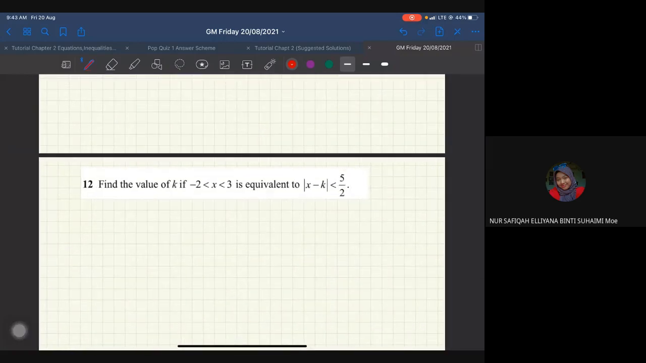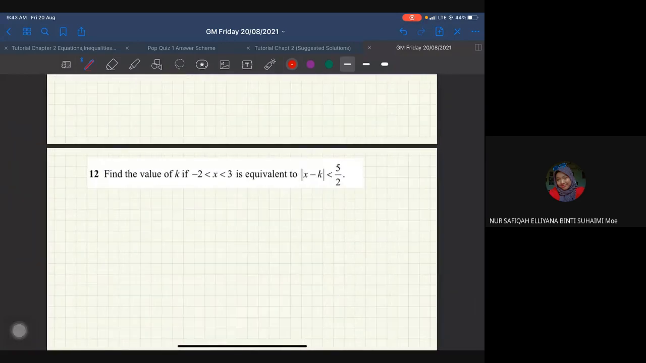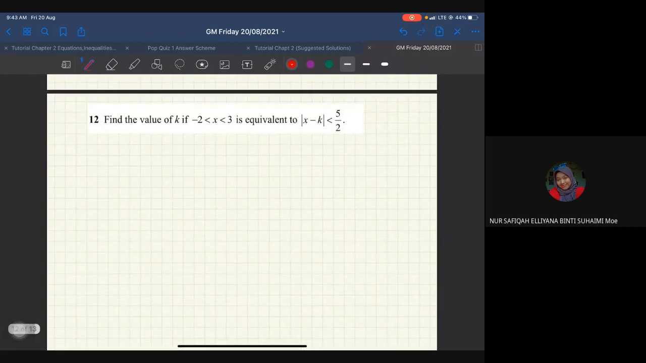So attention to these two things. Okay, so sebenarnya dia nak cari K. Find what is K. Okay, so sekarang bila awak ada absolute values, awak ada modulus sign, so awak akan cuba untuk openkan dia. Awak akan cuba untuk buka dia and selesaikan dia punya inequality.